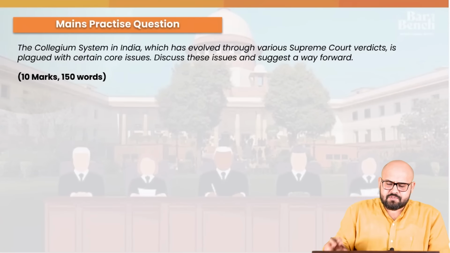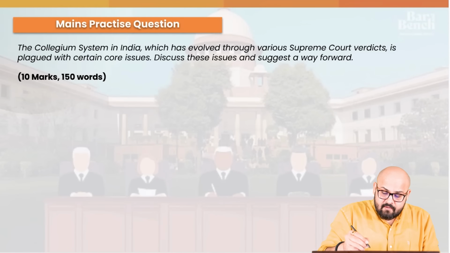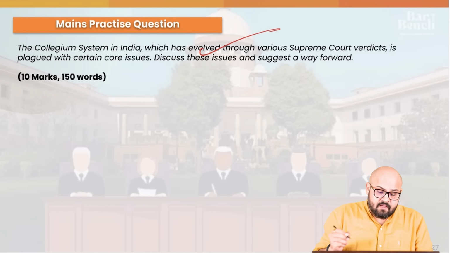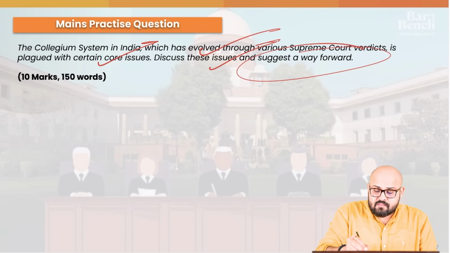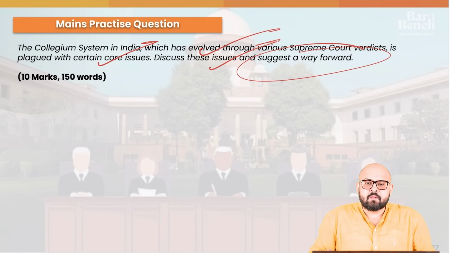Let's have a mains practice question, a simple question. The Collegium system in India, which has evolved through various Supreme Court verdicts, is plagued with certain core issues. Discuss these issues and suggest a way forward. Simple question, 10 marks, 150 words, please do write. Let's go to the next section.